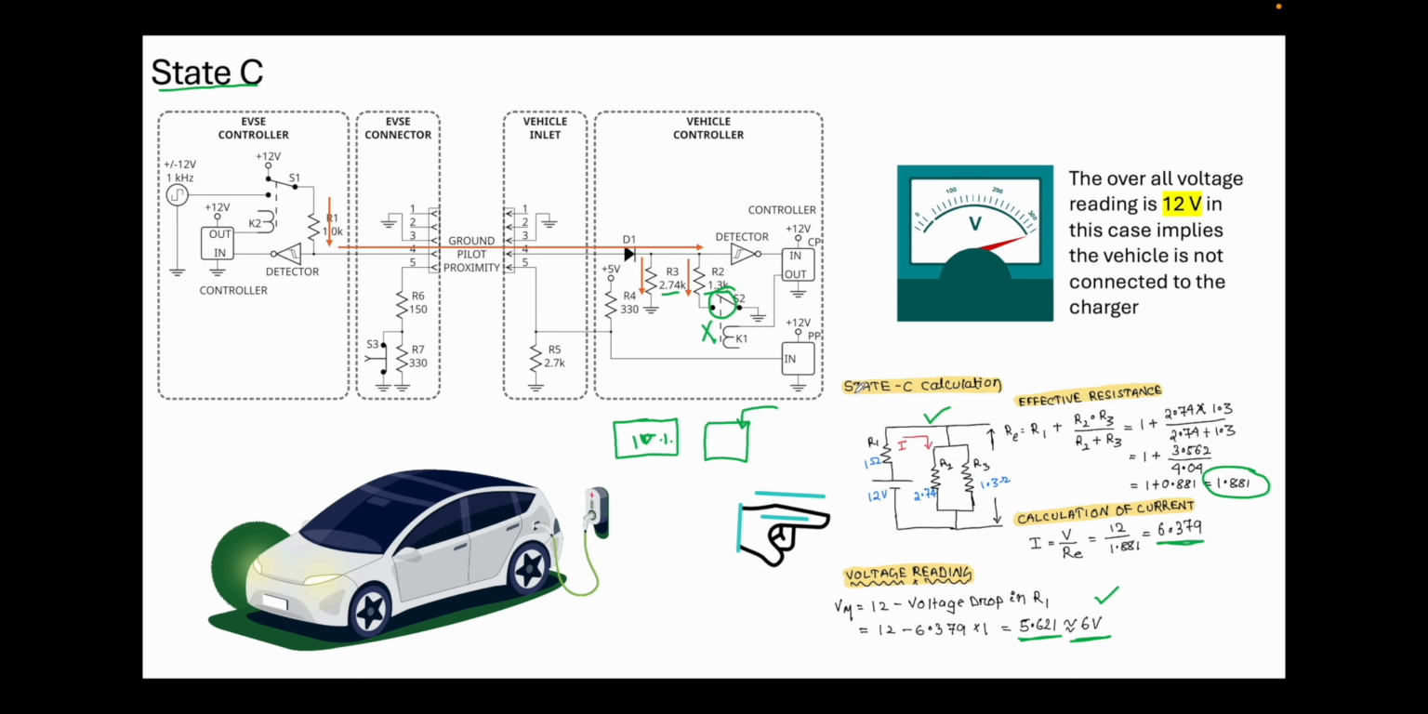So there are multiple scenarios in which the charging process is not feasible, not enabled. In that case the switch will not close, and then you will not get the status of 6 volt in this particular case. So these are the three states in which the vehicle can be present.